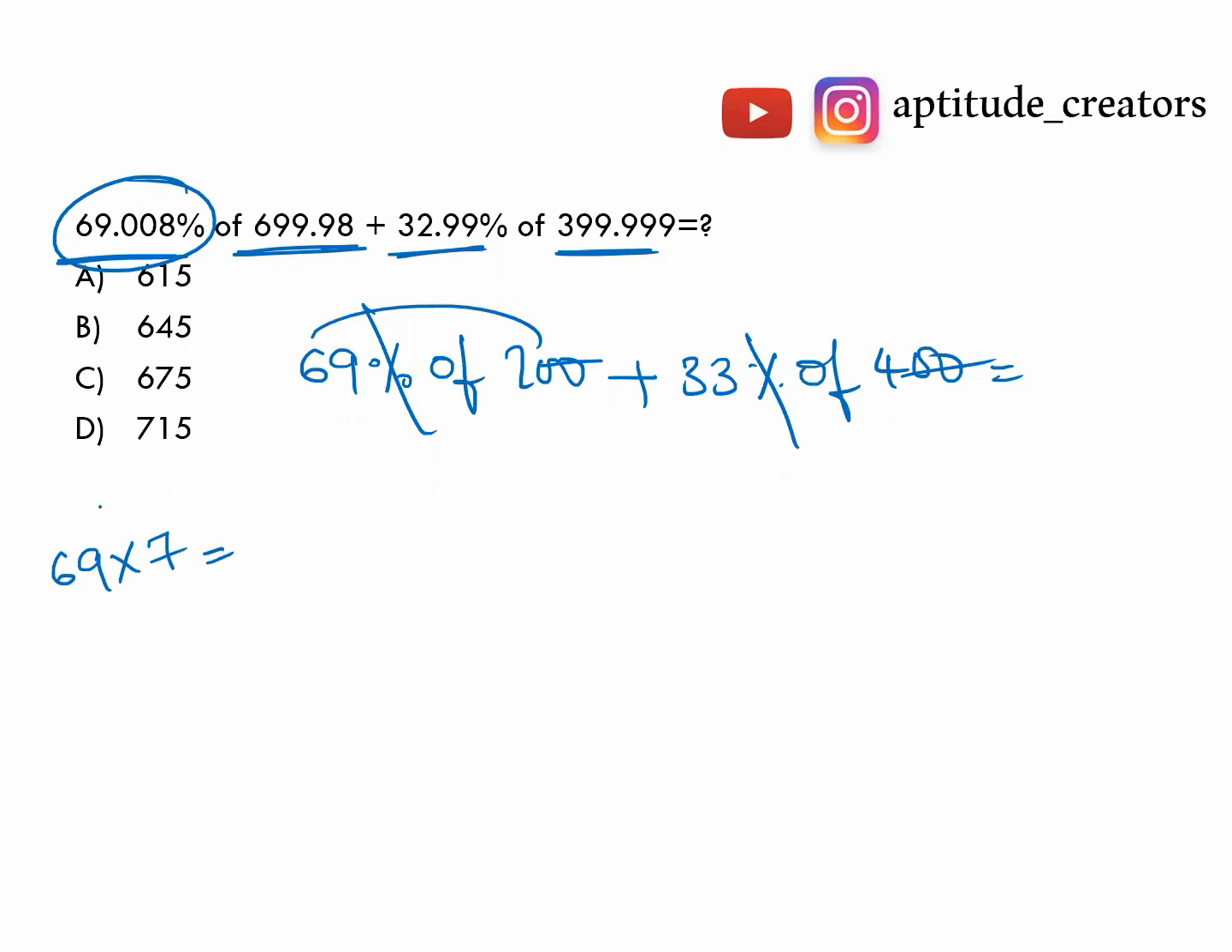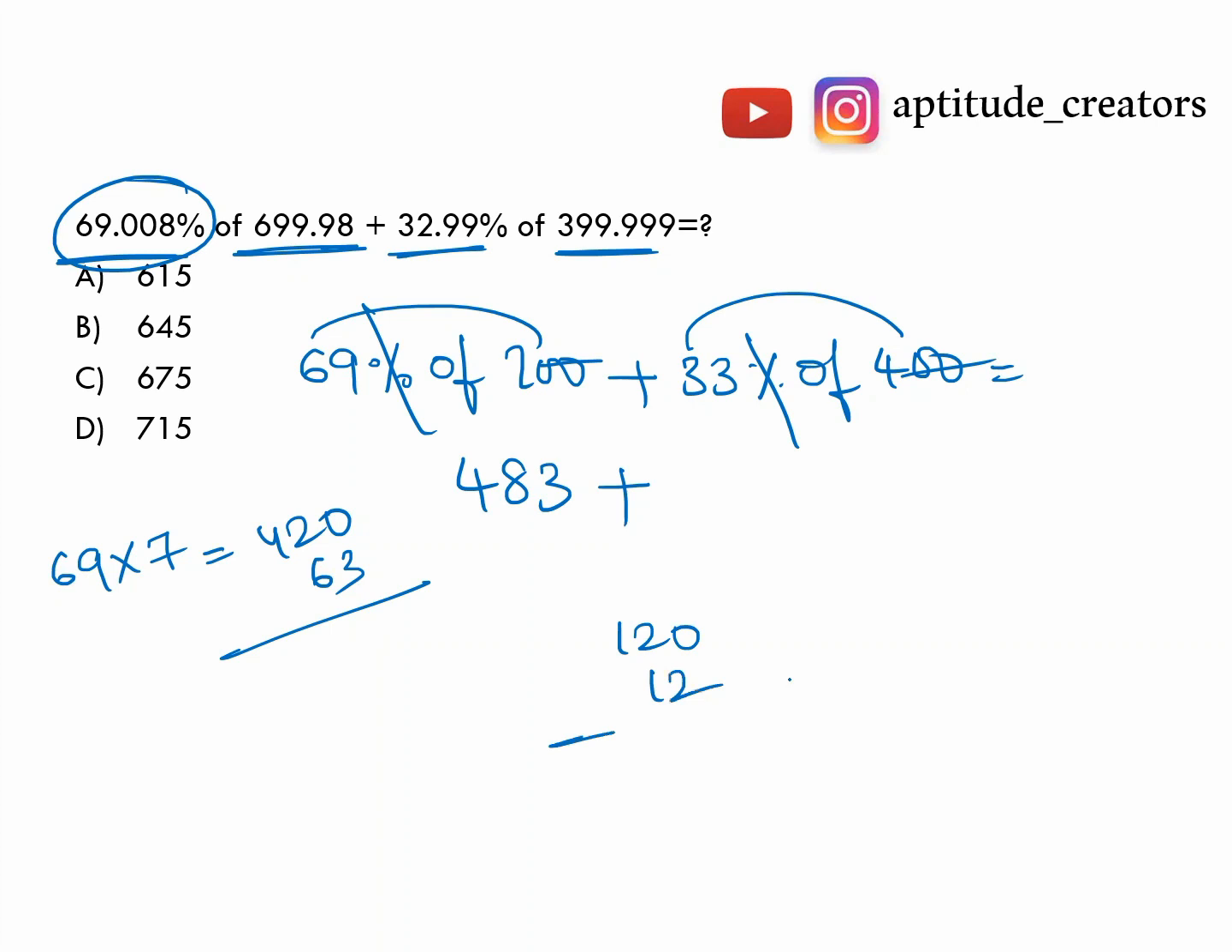Now here, 60 into 7 gives the result 420. Now what about 9 into 7? It gives 63. You can say 483. Now what about 33 into 4? 30 into 4 is equal to 120 and 3 into 4 is equal to 12. We can say 132. Now what is the unit digit I can expect? All the options are satisfying. Now what is 483 plus 132? We can say 615. Correct. The answer is option A.